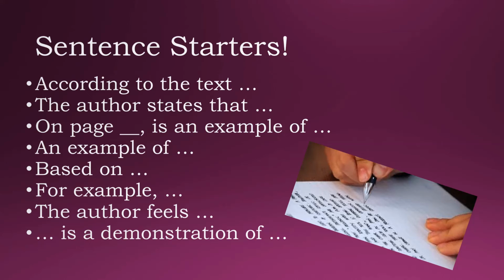That's a very common one, but you don't want to use the same sentence over and over again. So try to only use it once and then use other sentences as well. So an example of, and then you give the example based on. For example, the author feels, and then you can say something like, blank is a demonstration of blank. So all of these are sentence starters to help you get started with citing your text evidence.